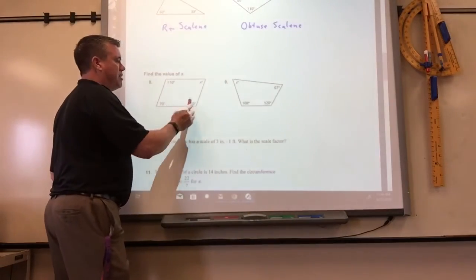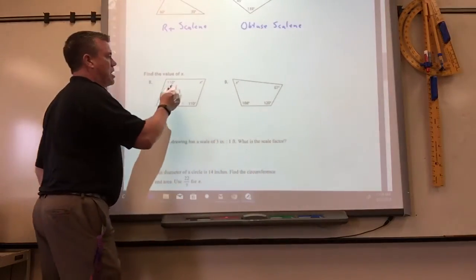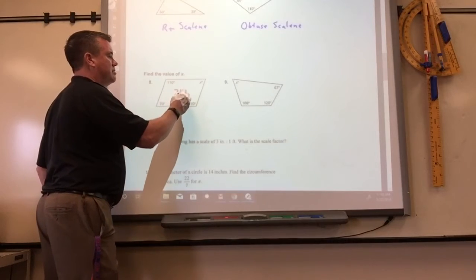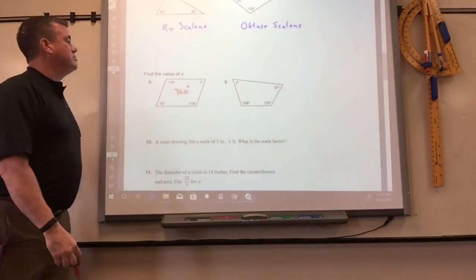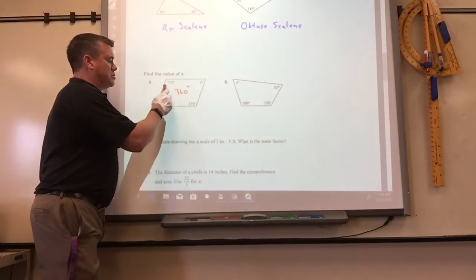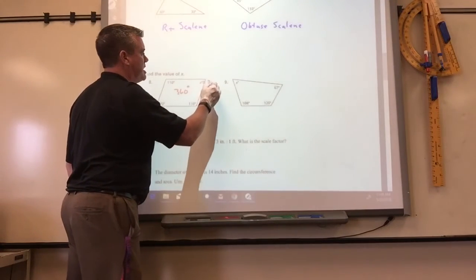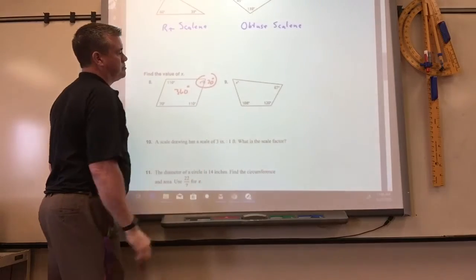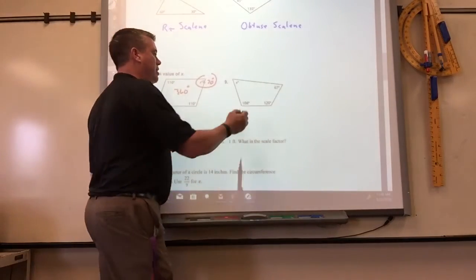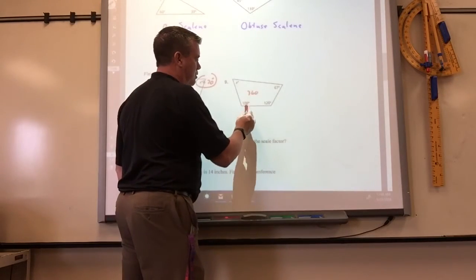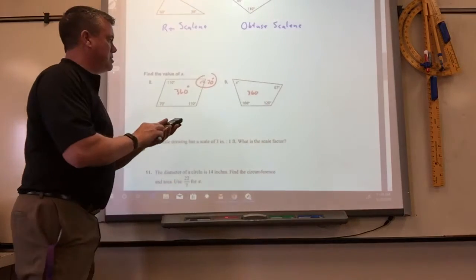Any four-sided figure, the angles always add up to 360. So, you just take 360 and subtract off those, and you would end up with 70 degrees. Do the same thing here. 360, subtract 108, 120, 167.